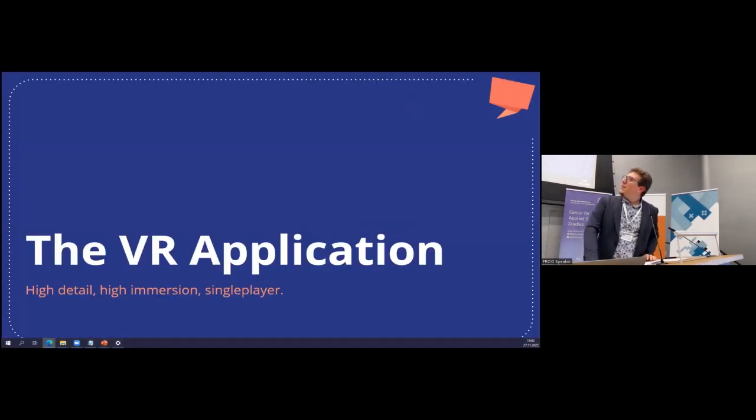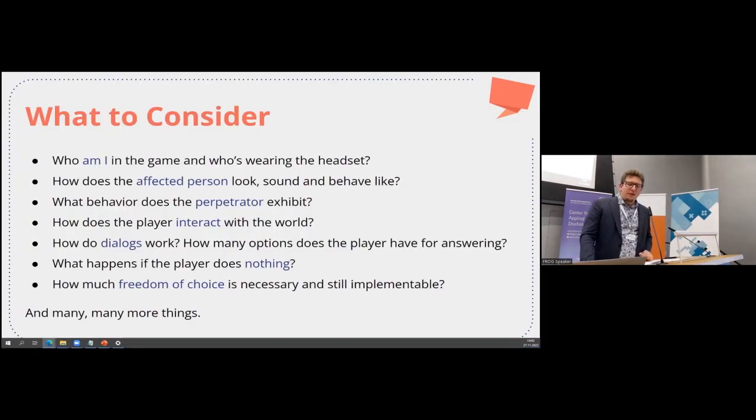If you compare it with the VR application we did, that's a totally different pair of shoes. You have a high detail, high immersion, single player scenario in this case, and you have a lot to consider. Who am I in the game? Who is the person that's playing? How does the affected person look? How does the perpetrator look and behave? How do I interact with the world as a player? How do dialogues work? What happens if I do nothing, for example? Or how big does my freedom of choice in the game have to be so that it works?